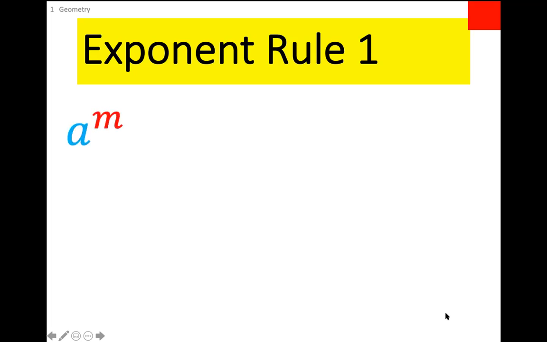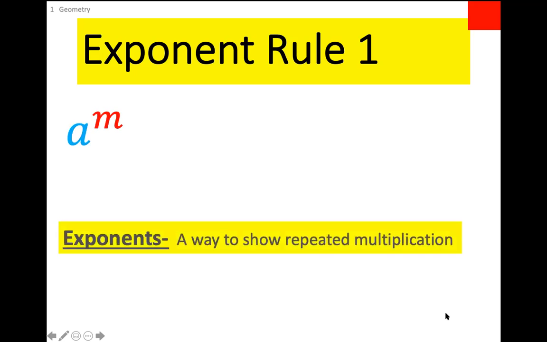Exponent rule number 1. Well, first off, let's talk about what it means to be an exponent. Well, an exponent is a way of showing repeated multiplication. I've got 2 things there. I've got a number in blue, or a variable in blue, and a variable in red. The variable in blue is on the bottom.